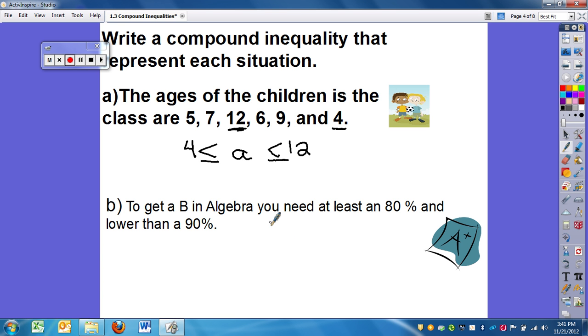On B, to get a B in algebra, you need at least an 80% and lower than a 90%. So here again, it's a range. We're ranging from 80 to 90, so it's going to be another "and" inequality. I'm going to do G for grade. My two numbers are 80 and 90. I need to go greater than 80, but I can actually be equal to, because I'm at least, and then less than 90. If I got a 90, it's an A, so I do not need the equal to sign on that one.